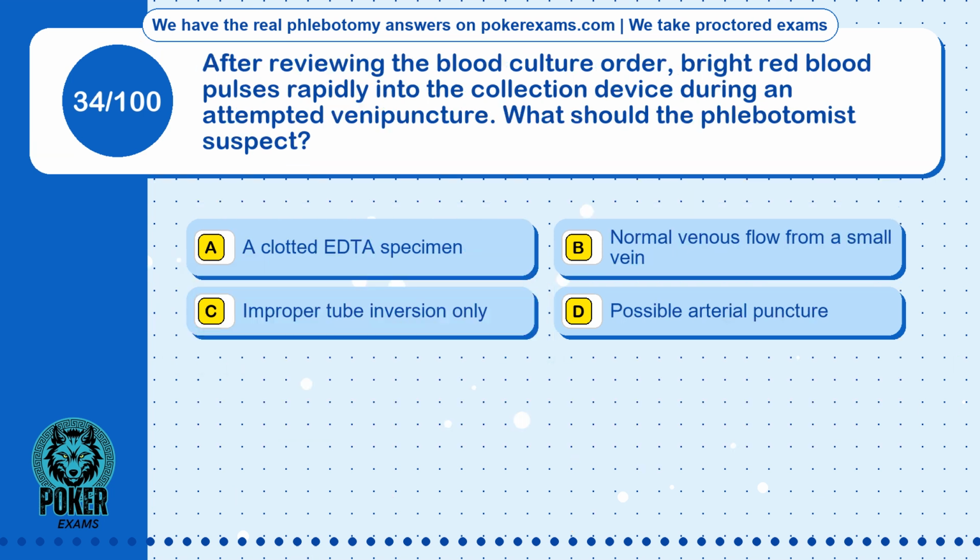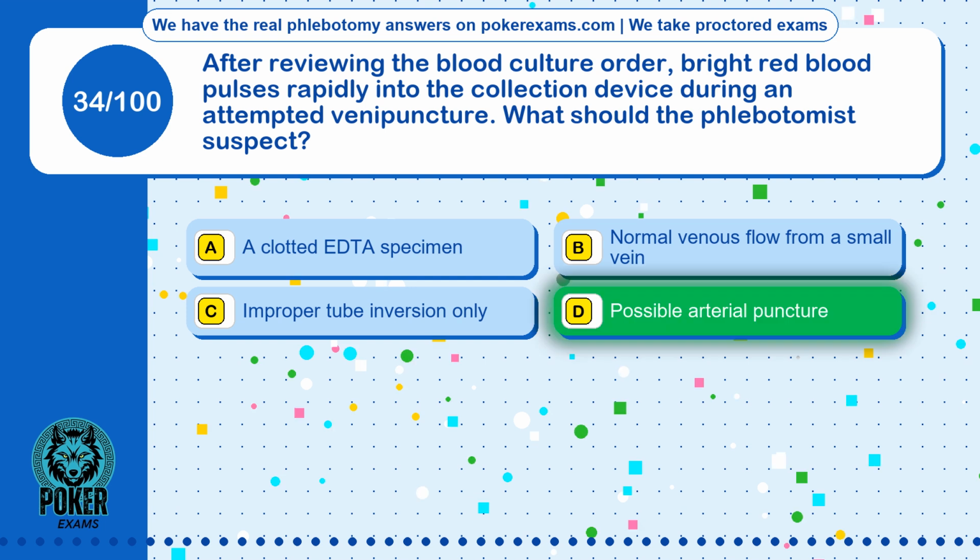Question 34. After reviewing the blood culture order, bright red blood pulses rapidly into the collection device during an attempted venipuncture. What should the phlebotomist suspect? Option A. A clotted EDTA specimen. Option B. Normal venous flow from a small vein. Option C. Improper tube inversion only. Option D. Possible arterial puncture.